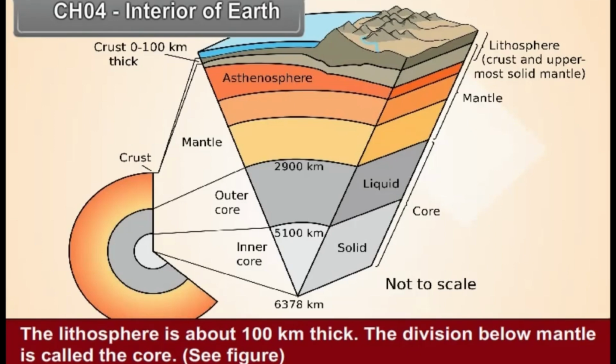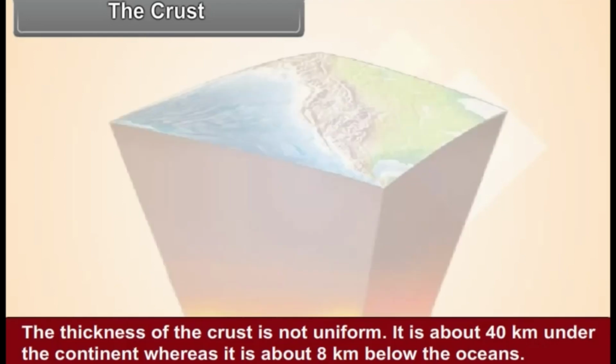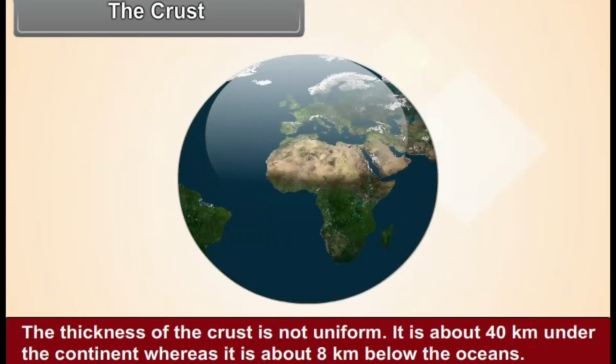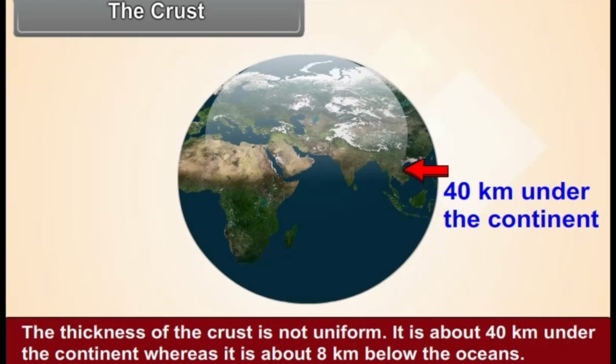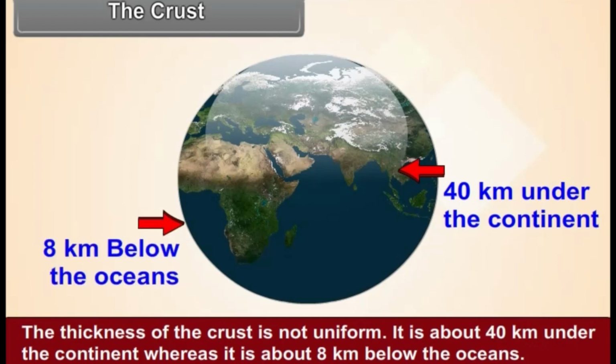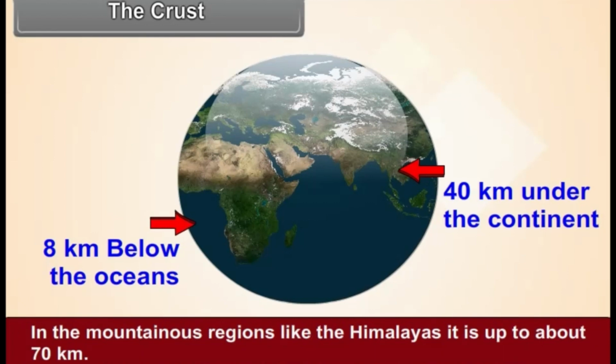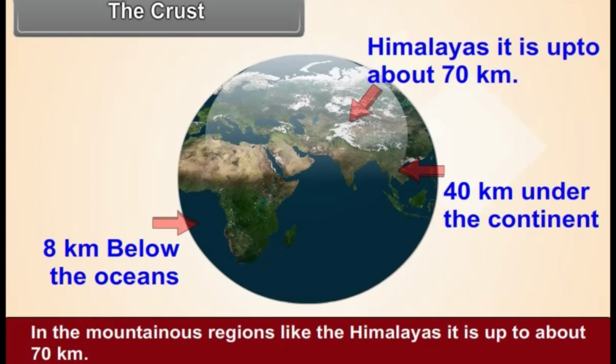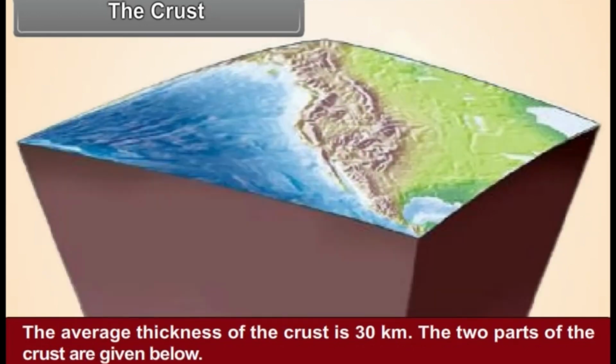See figure 4.1. The crust. The thickness of the crust is not uniform. It is about 40 kilometers under the continent, whereas it is about 8 kilometers below the oceans. In the mountainous regions like the Himalayas, it is up to about 70 kilometers. The average thickness of the crust is 30 kilometers.